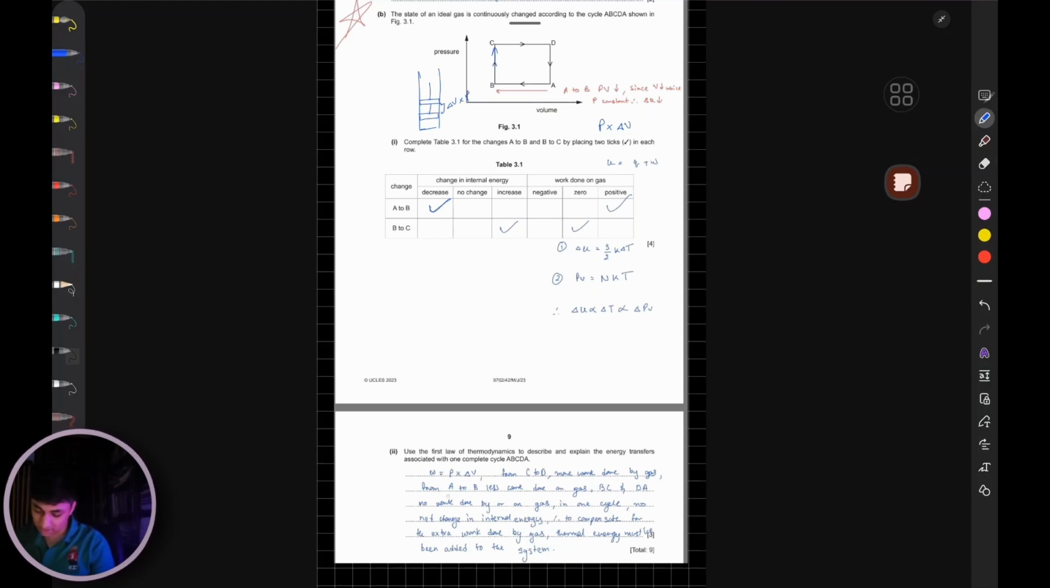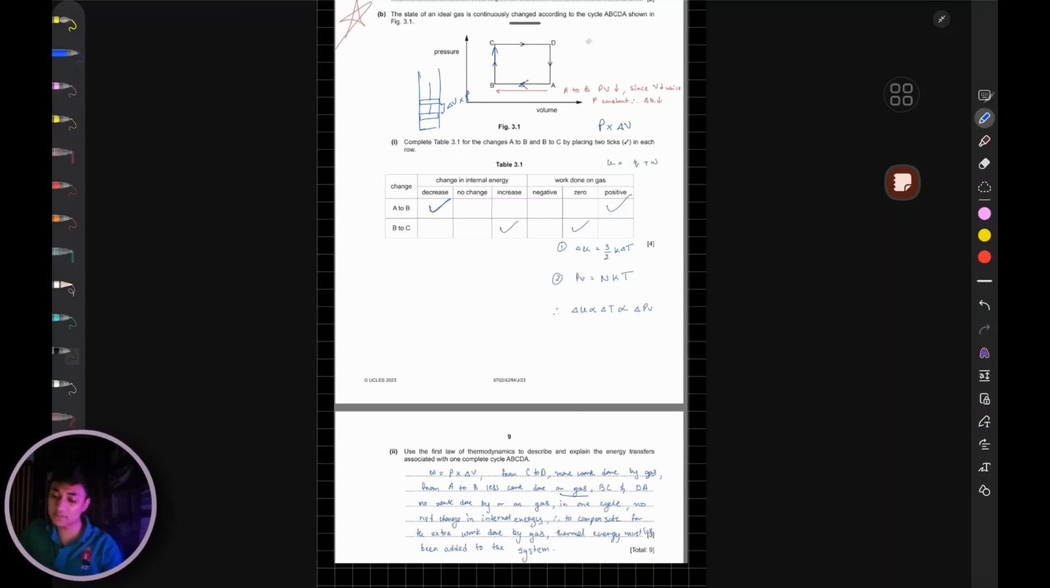And from A to B, less work done on gas. On gas. Because over here, your volume is decreasing. Therefore, work is done on the system, on the gas. Hence, over here, the work done is positive. And from C to D, work done was negative.